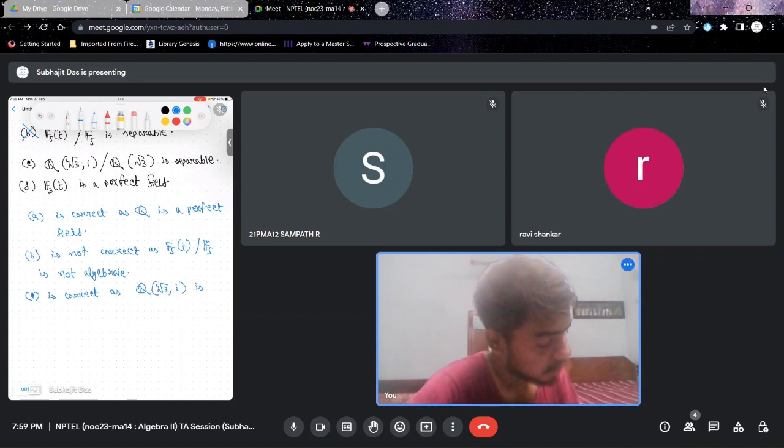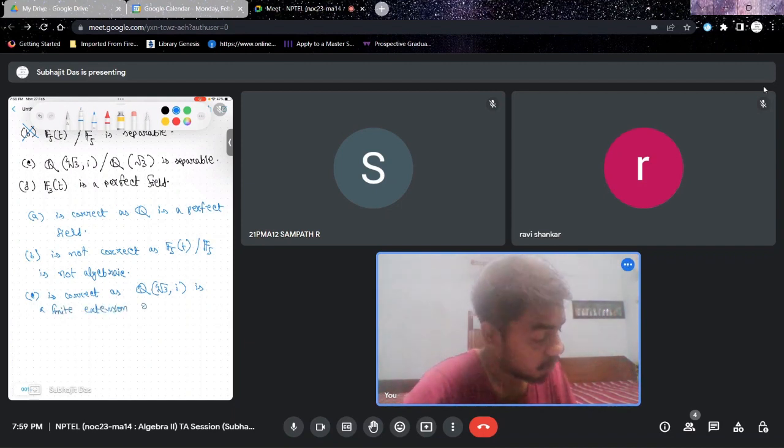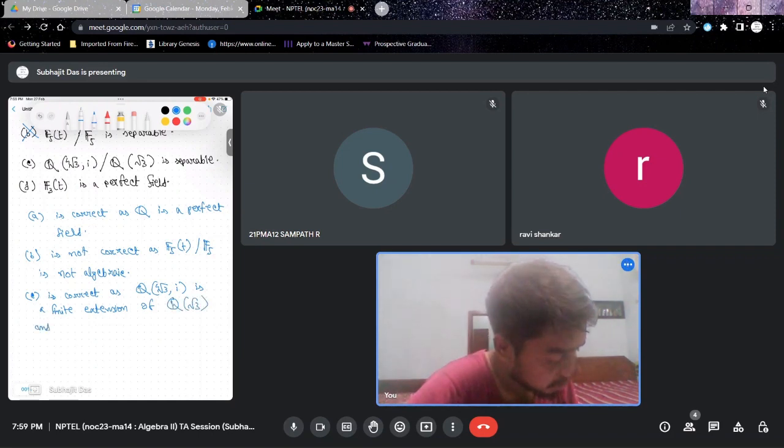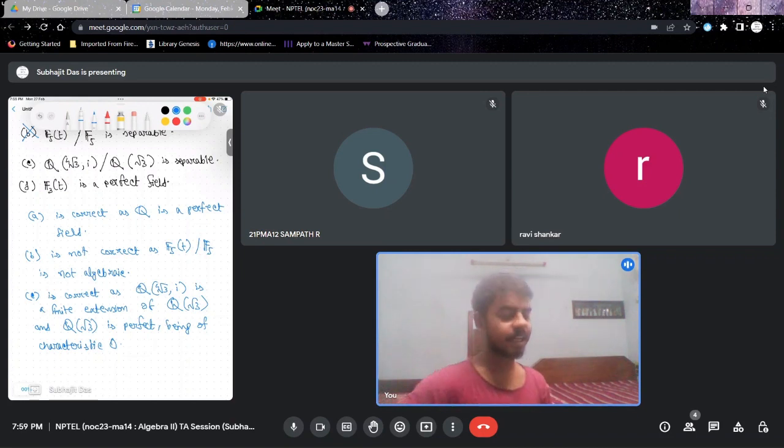So it is a finite extension of Q adjoined with root 3, and Q adjoined with root 3 is perfect, being of characteristic 0. So why is this a finite extension? Again, easy to see. You can use the Tower theorem.